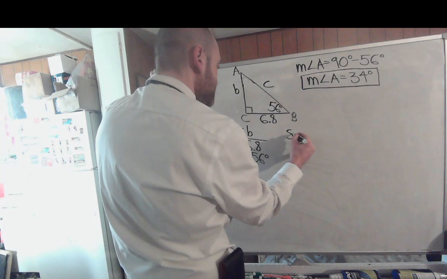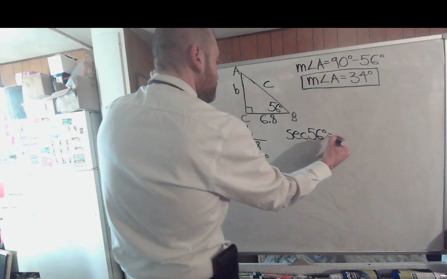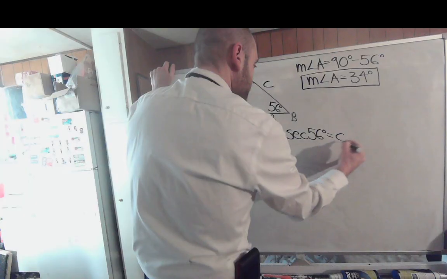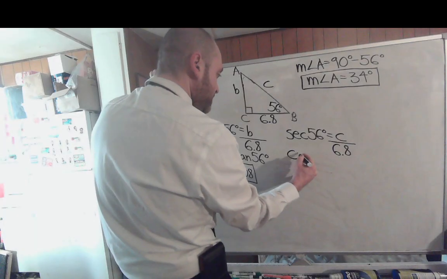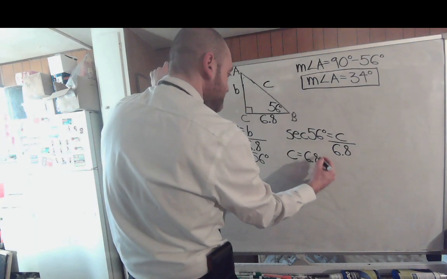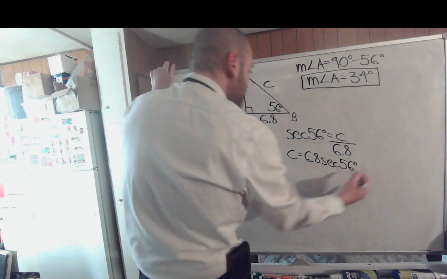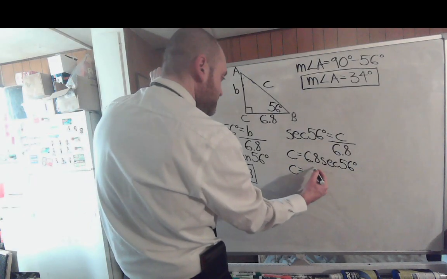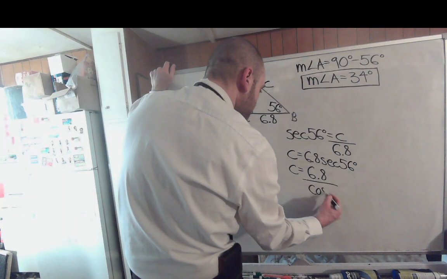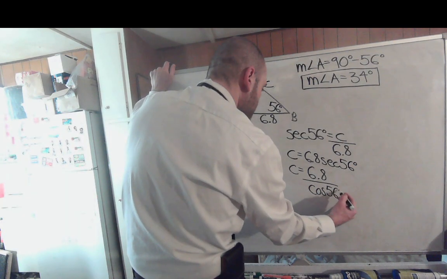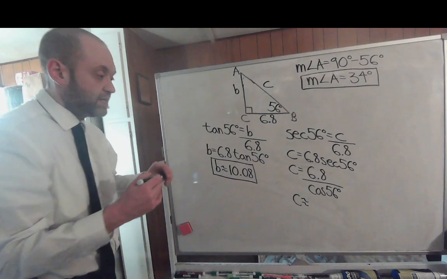So that means the secant of 56 degrees equals your hypotenuse C over your adjacent side of 6.8. So C would equal 6.8 times the secant of 56 degrees, which means C equals 6.8 divided by the cosine of 56 degrees. So now we can get a 2 decimal place approximation for that.